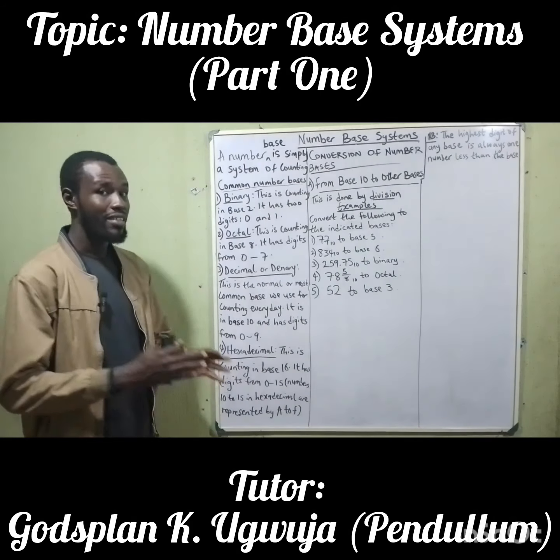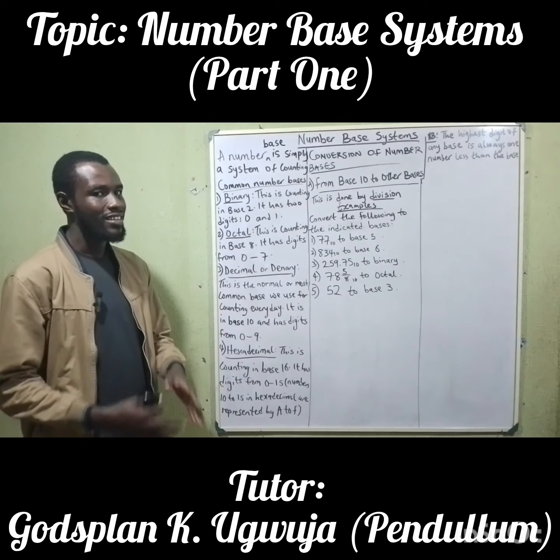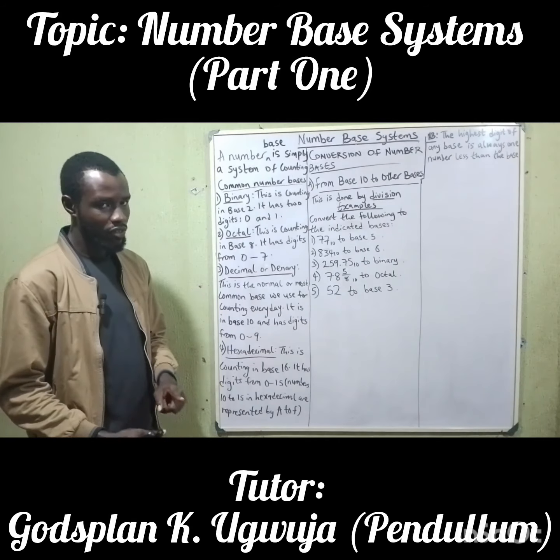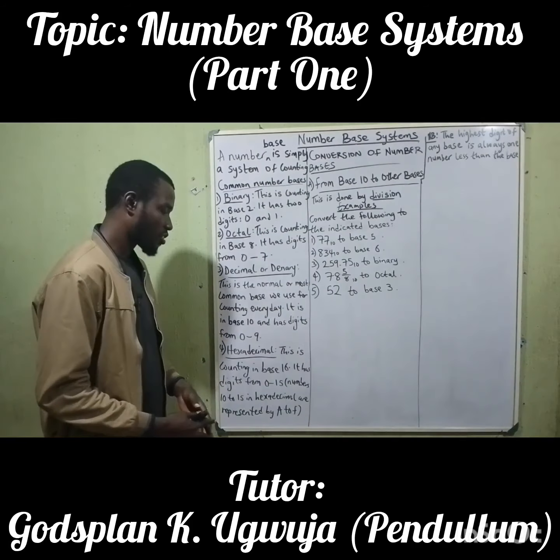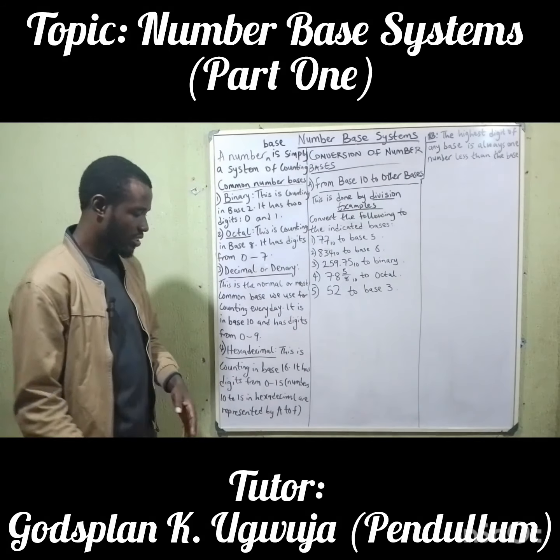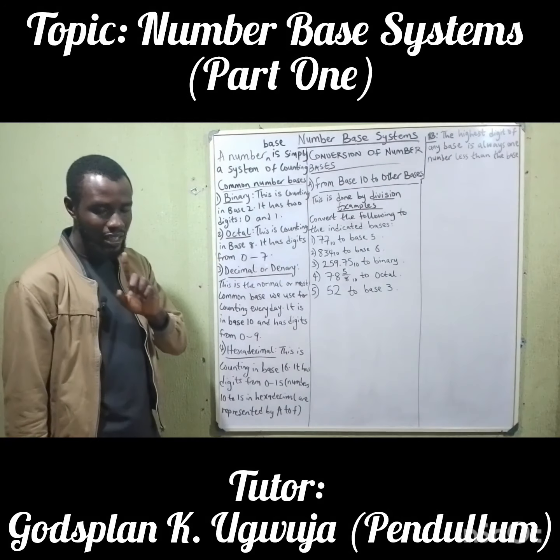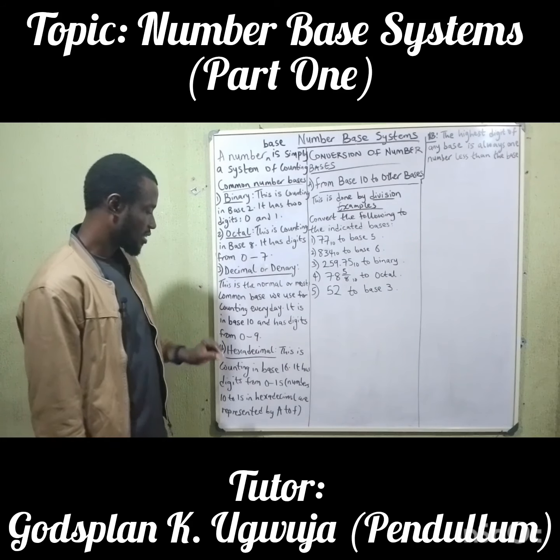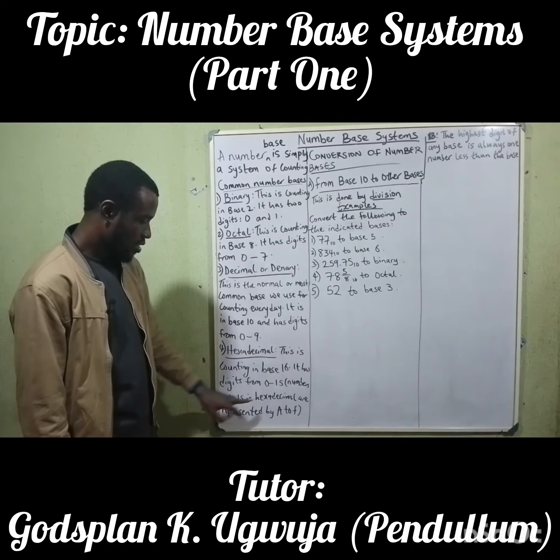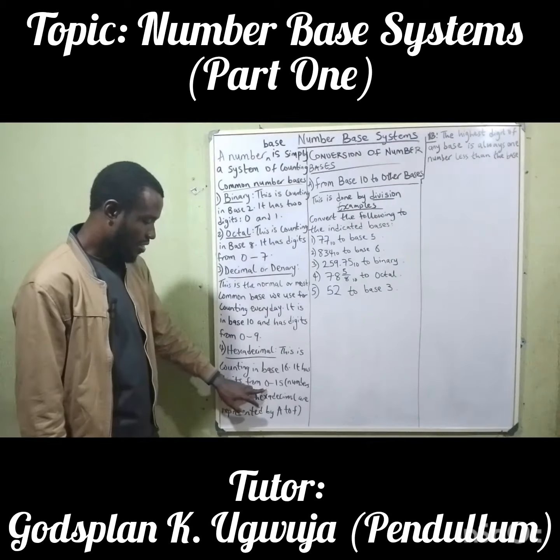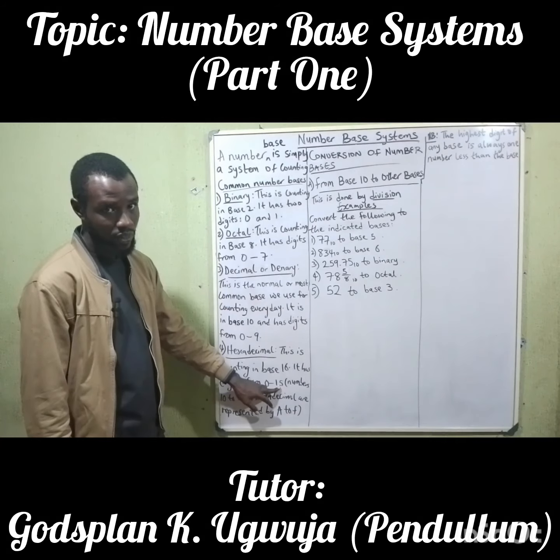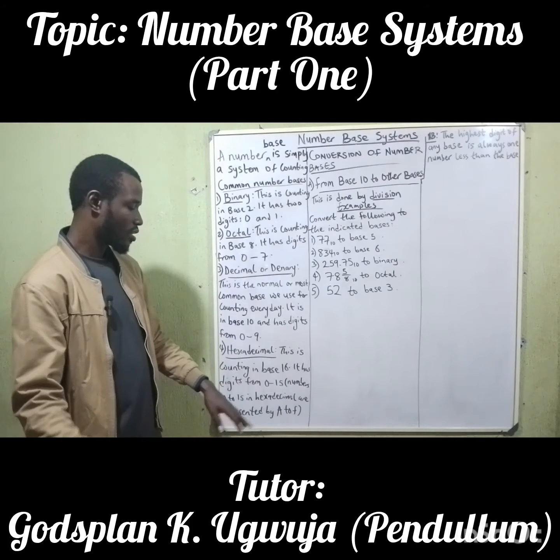So hexadecimal is base 16. That means it's going to have 16 digits. Please remember, base 16 means it's going to have 16 digits. And then the highest digit is going to be one number less than 16. So our highest digit is 15. Hexadecimal has digits from 0 to 15.